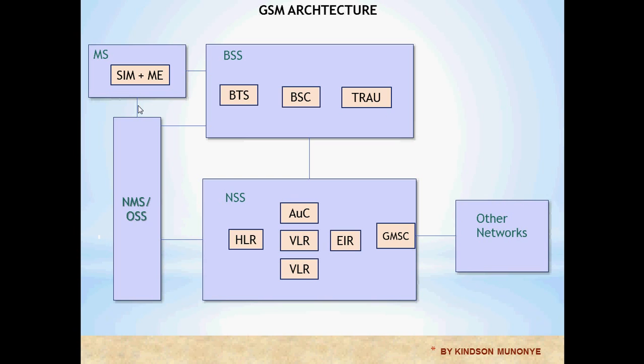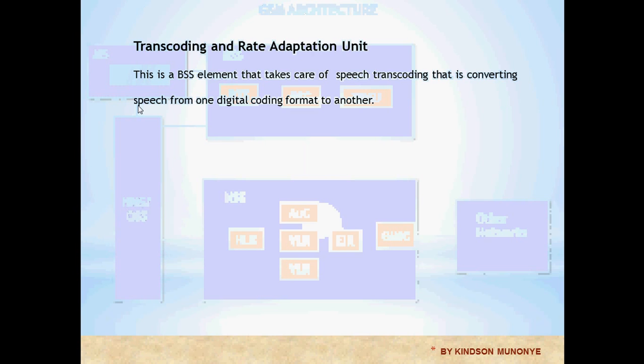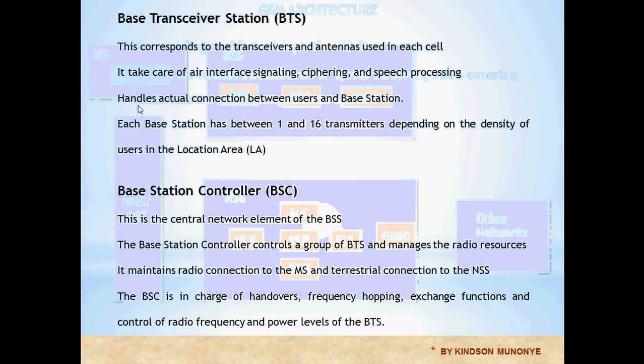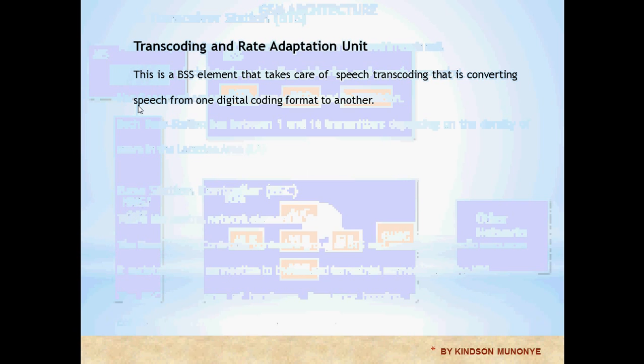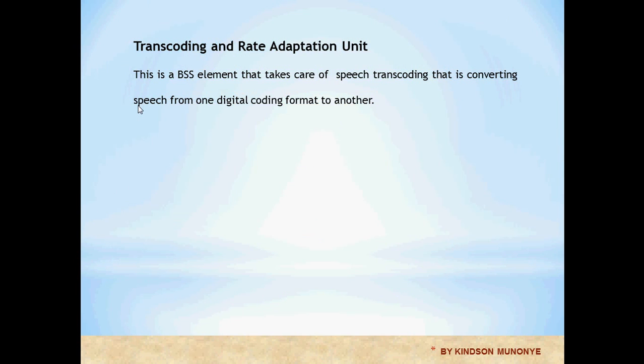Well, we've discussed three items: the base transceiver station, the base station controller, and the transcoding and rate adaptation unit. And these are only the components of the base station subsystem. So in the next slide, I'll discuss the network and switching subsystem, and the various components.